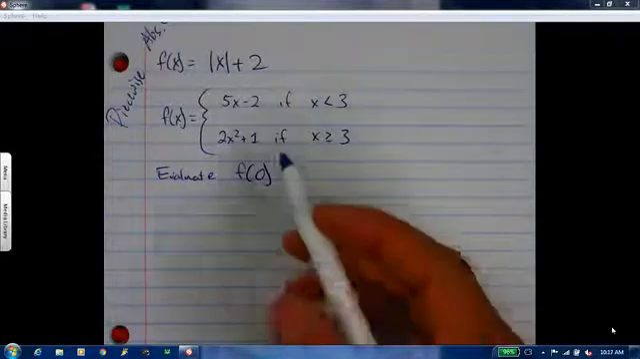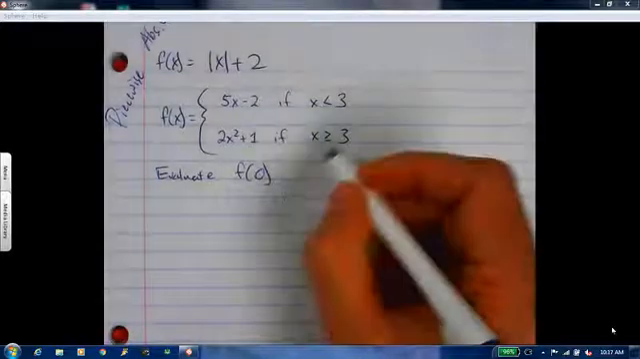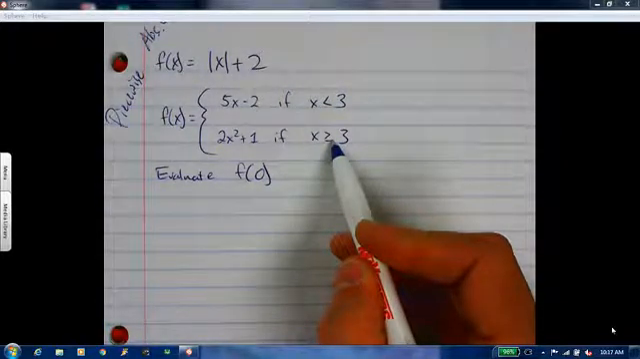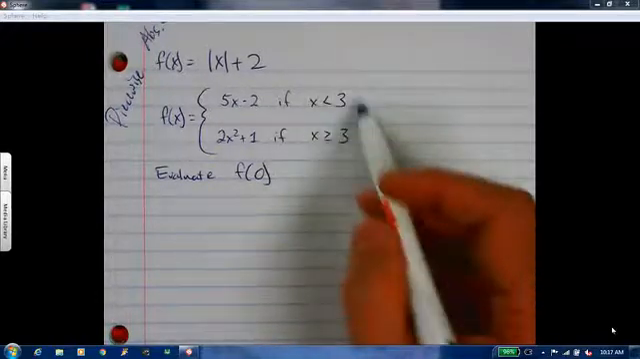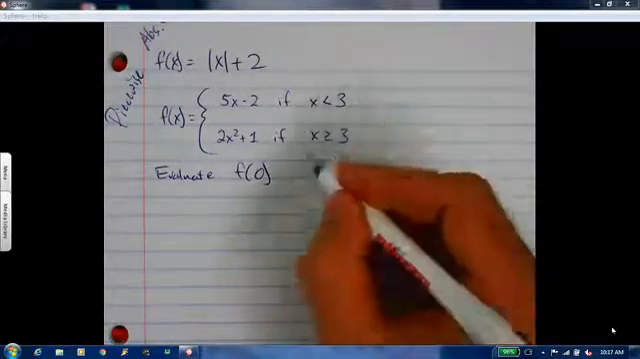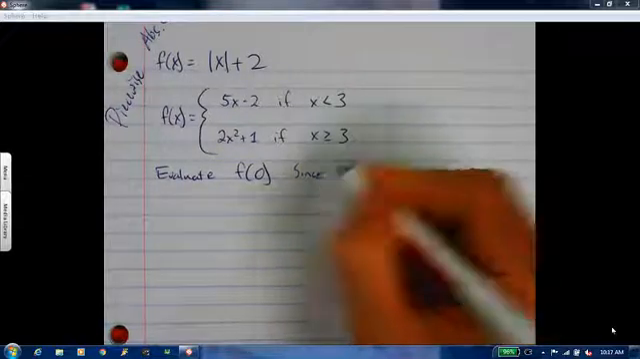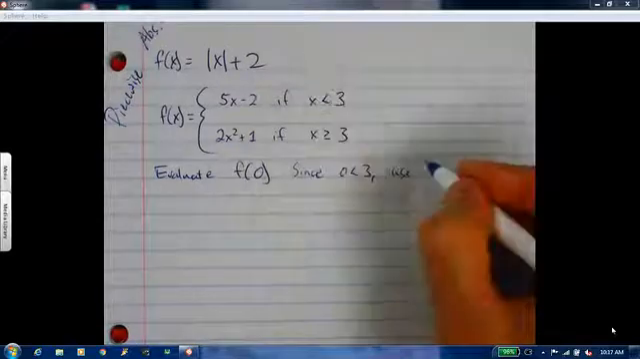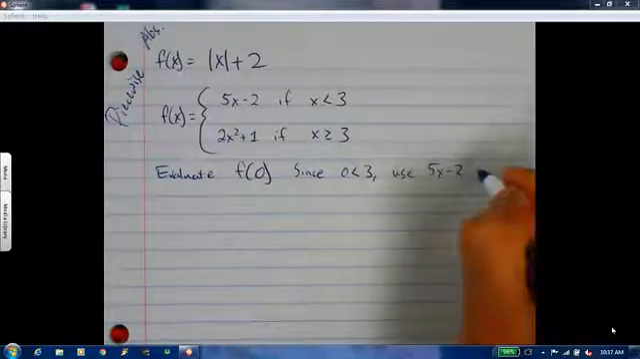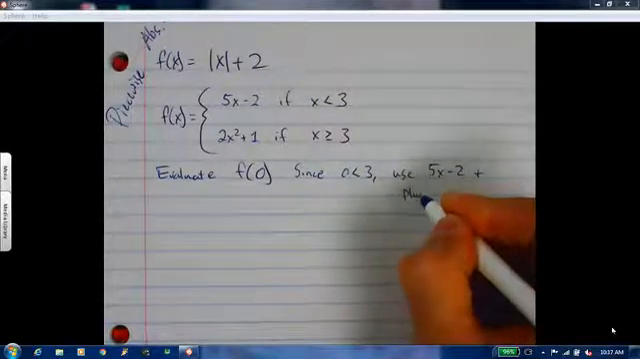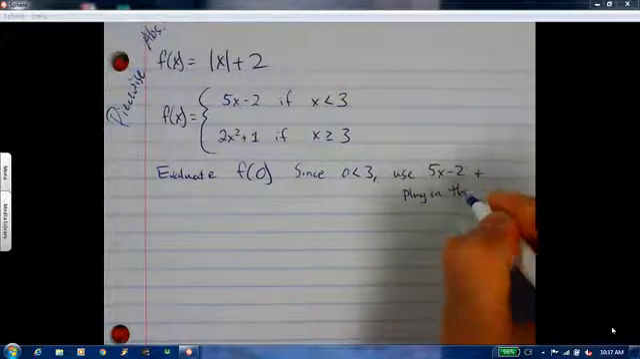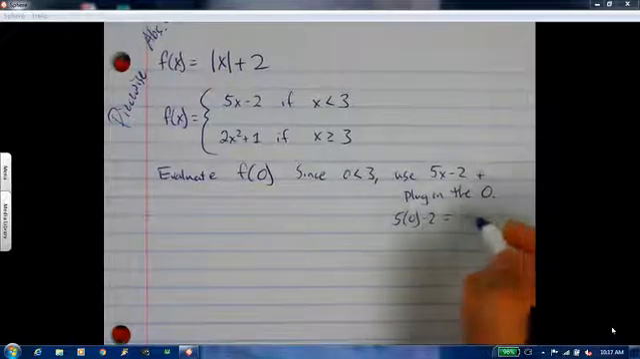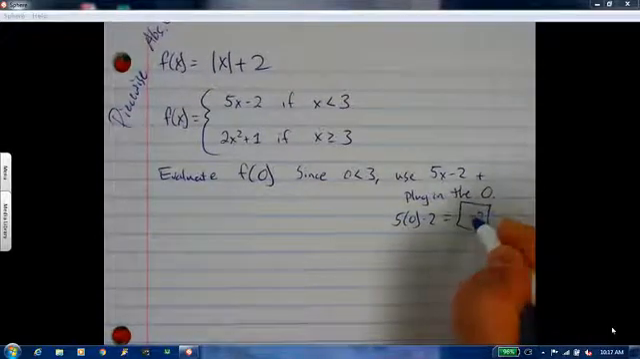So 0, where you take this, you first look, and is 0 less than 3 or is 0 greater than or equal to 3? So you first look on the right-hand side. You first look over to here to see where it fits. So since 0 is less than 3, we're going to use 5x minus 2, and we're going to plug in the 0. So it would be 5 times 0 minus 2, which is negative 2. That is your answer.